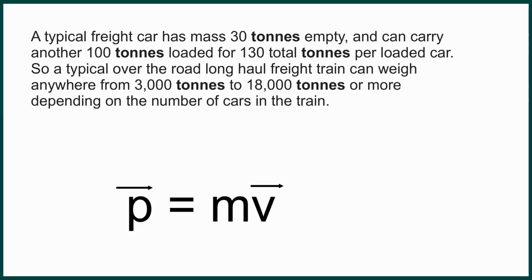So let's talk about the momentum of a freight train. Freight cars apparently can have a mass of about 30 tons empty, adding in another 100 tons of load, which gives them about 130 tons per loaded car. So it says the typical freight train can have a weight or a mass of somewhere between 3,000 tons and 18,000 tons. So the equation we're going to use for solving for momentum is equal to mass times velocity.